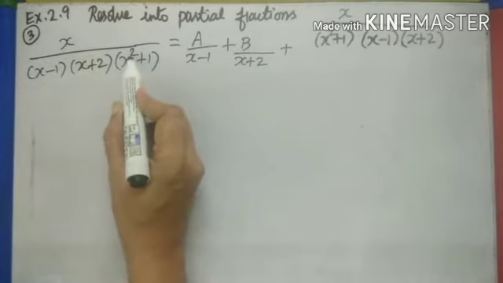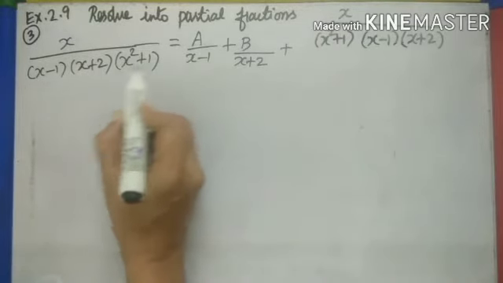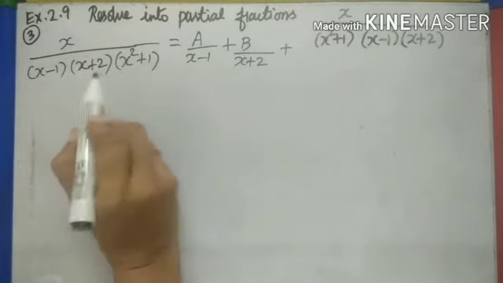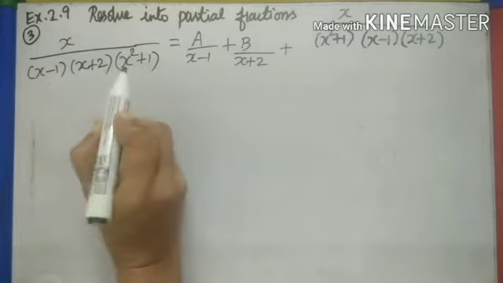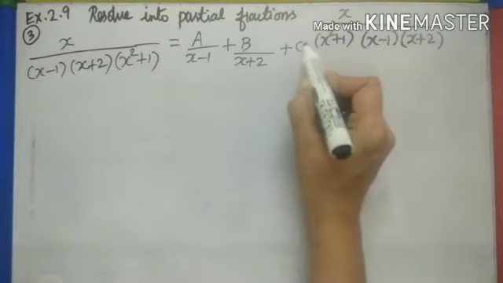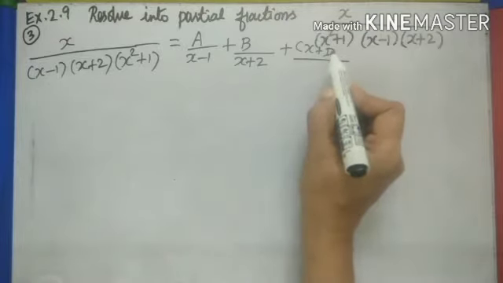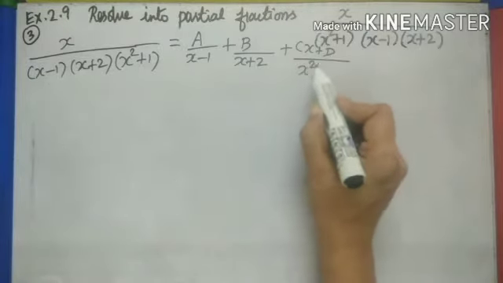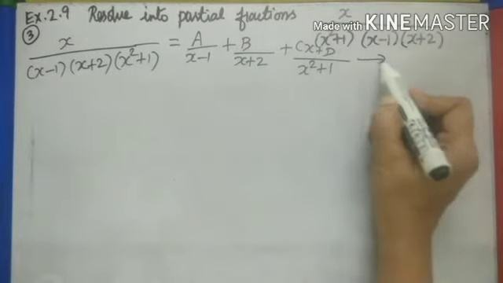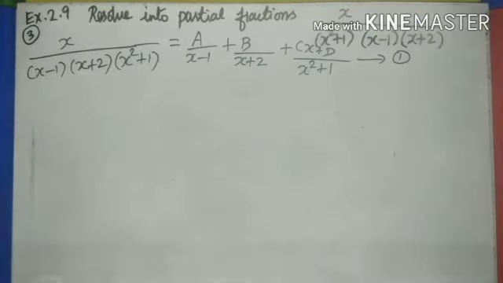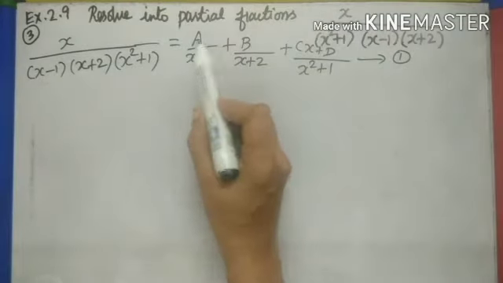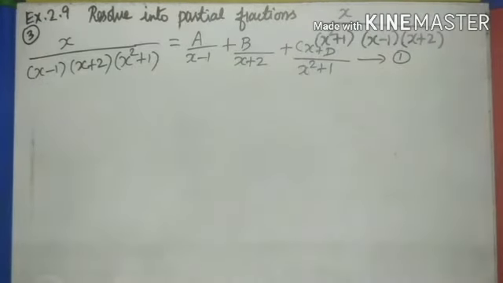Here the degree is 2. I cannot factorize this. X square plus 1 cannot be factorized. That I will write 1 with x, 1 without x. Cx plus d by x square plus 1. So call this as number 1. The problem is done if we find out A, B, C and D.